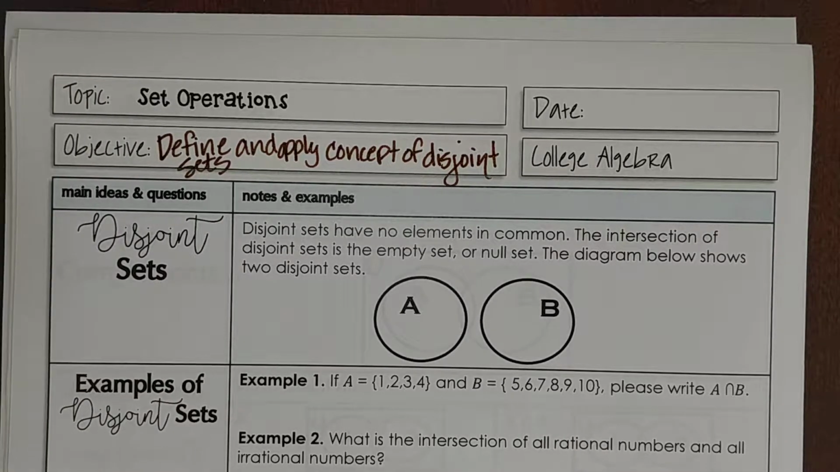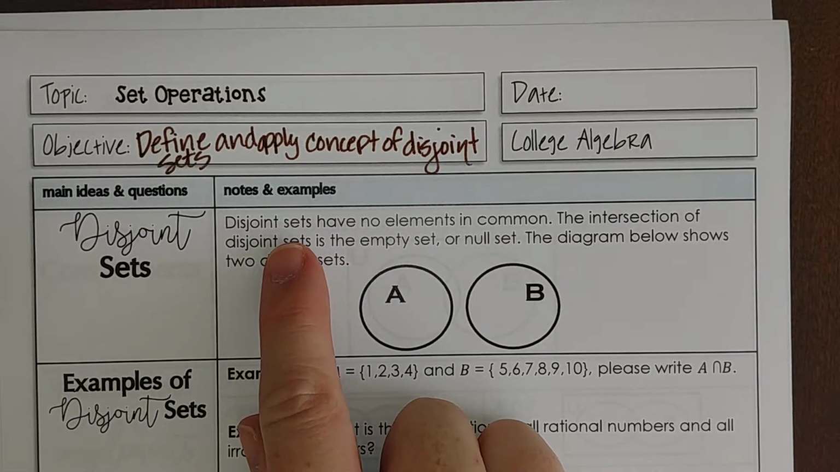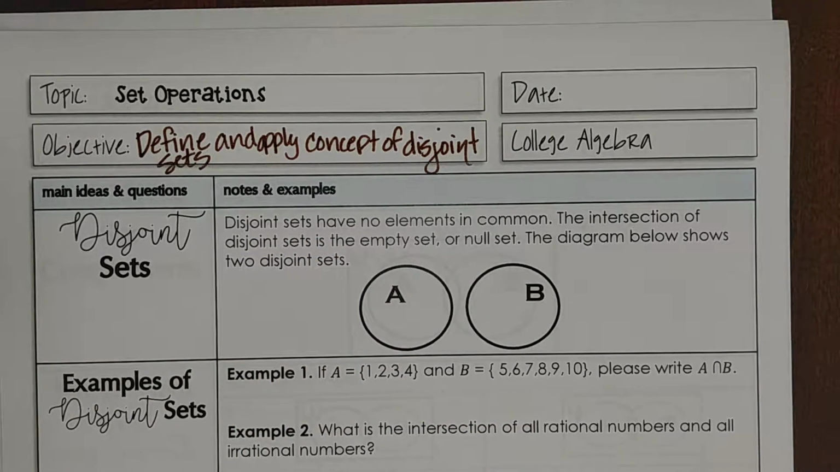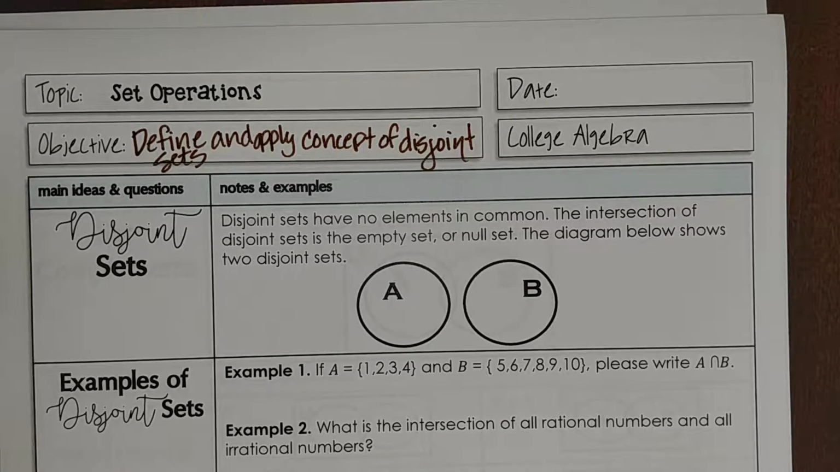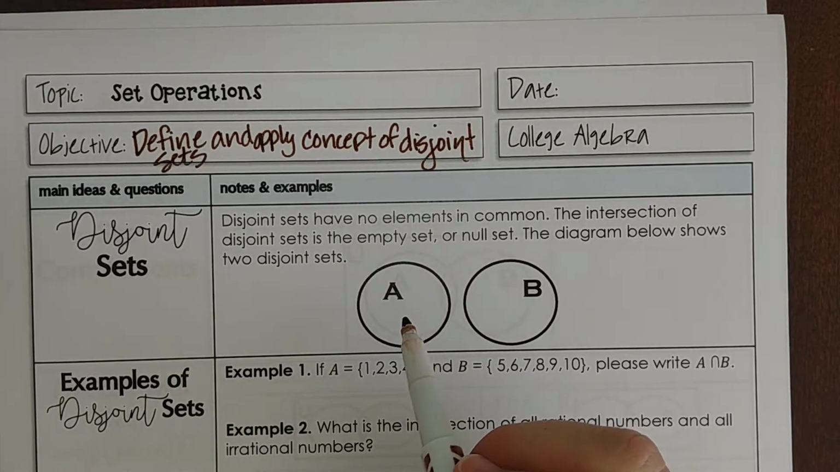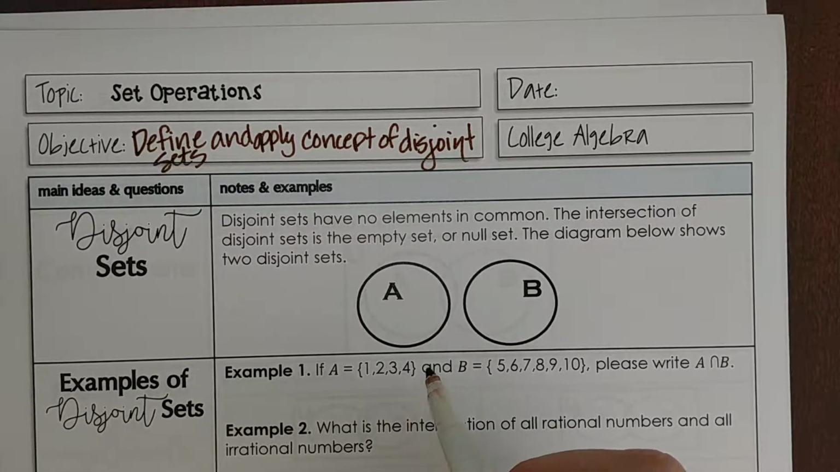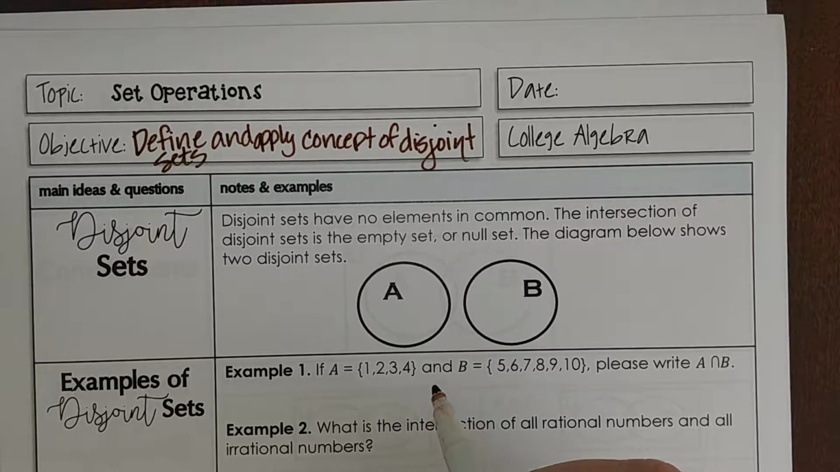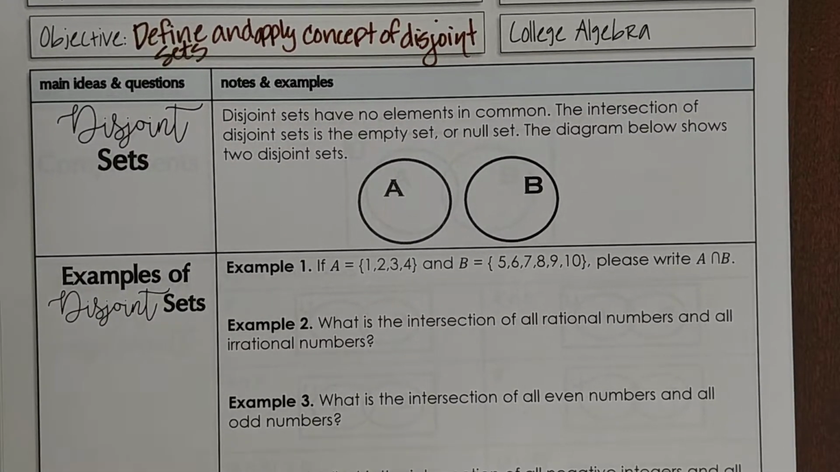A disjoint set has no elements in common. You have to have two disjoint sets. They have no elements in common. So the intersection of disjoint sets would be the empty set or the null set. The diagram below shows the sets A and B as a Venn diagram, and as you can see, there's no overlap. These two sets are disjoint sets. So let's take a look at some examples of disjoint sets.